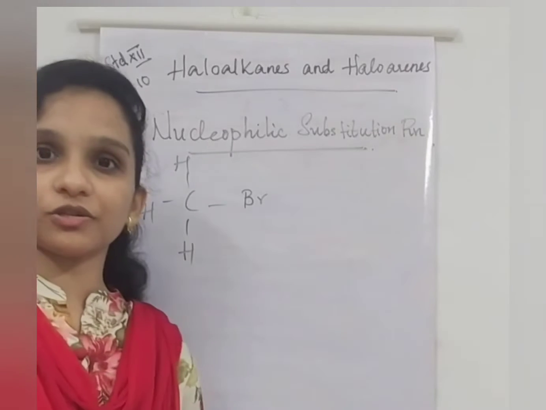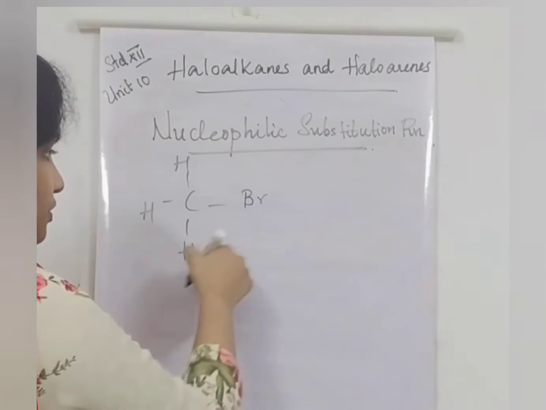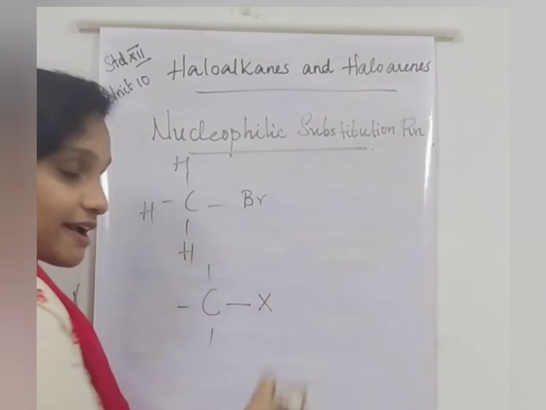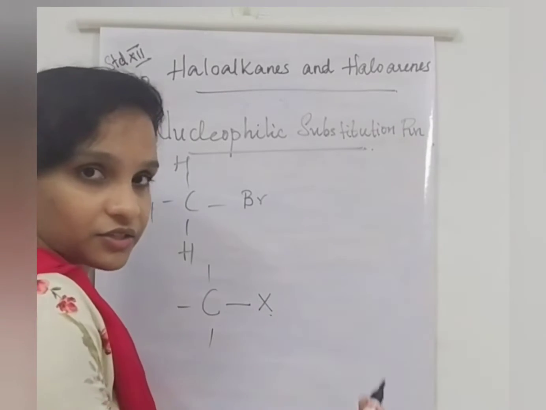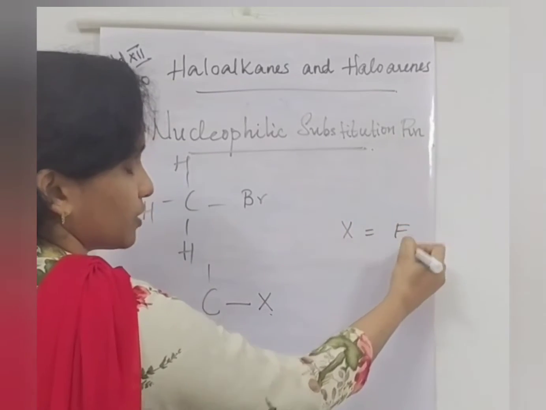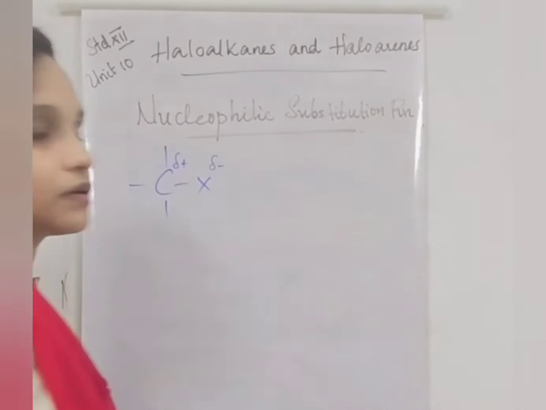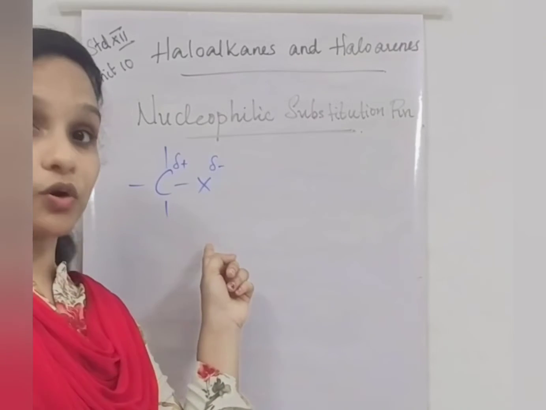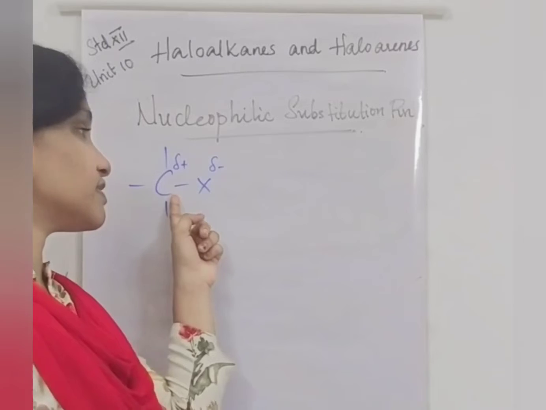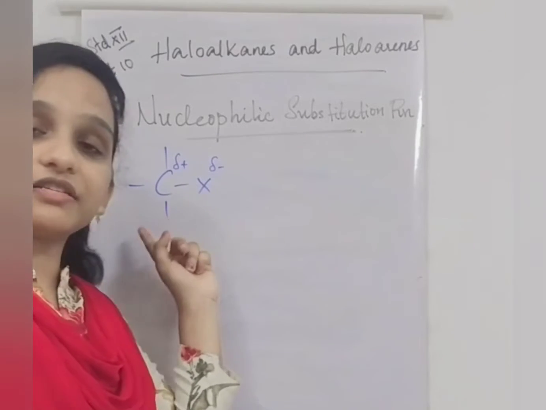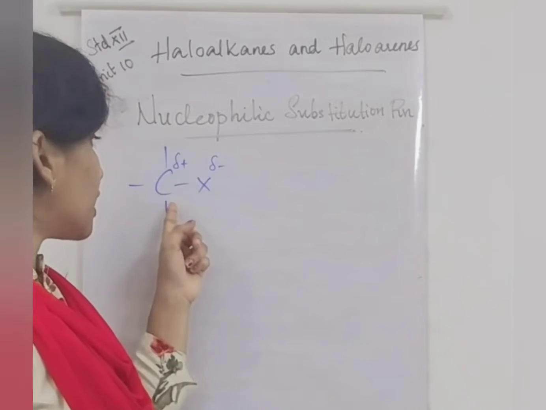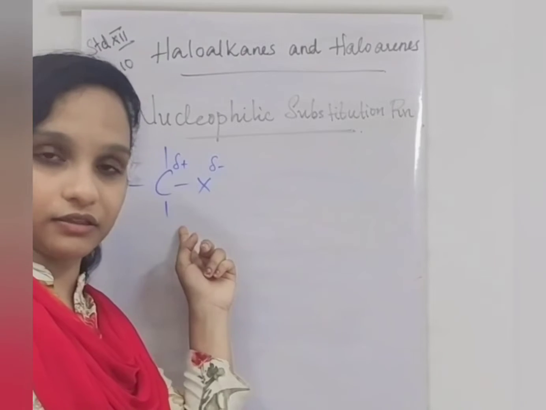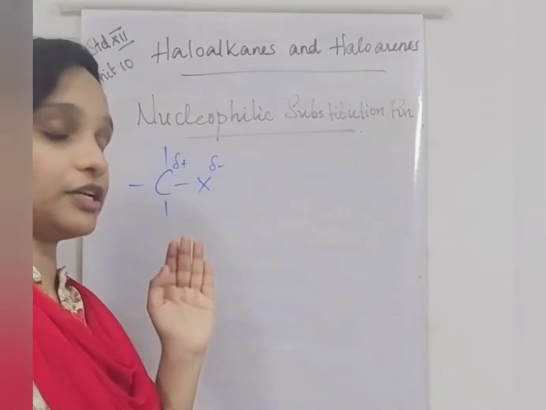The general representation of haloalkanes is R-X, where this is denoted as C and this as X, because X is a halogen group. X can be fluorine, chlorine, bromine, iodine, etc. The C-X bond in a haloalkane is a polar bond. That means the carbon carries a partial positive charge and the halogen carries a partial negative charge. So the positive charge on the carbon atom of this haloalkane makes it susceptible to being attacked by a nucleophile.